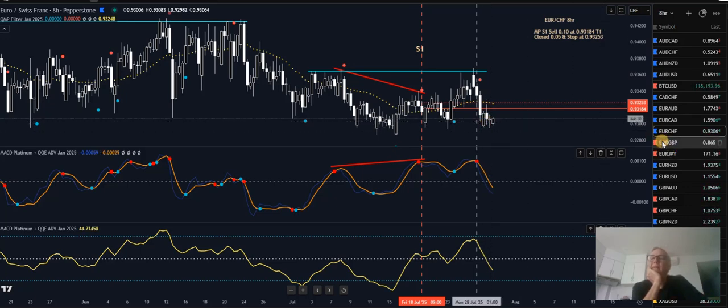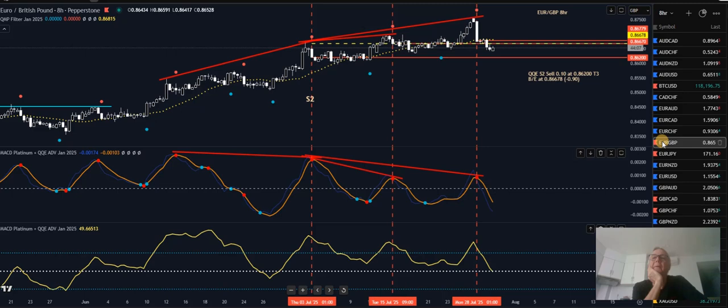All right, moving right along. Euro pound. We're going to have to do something about this soon. We're in a QQE sell sequence. Sequence 2 starts here, price above the 60 level. It's come down, ignoring the MACD platinum. Not sure if I took buys there or not. I'd have to check the spreadsheet. I probably did, and probably made a little bit of profit. I should probably have added them. I'll check the spreadsheet, but I think I would have taken buys there.